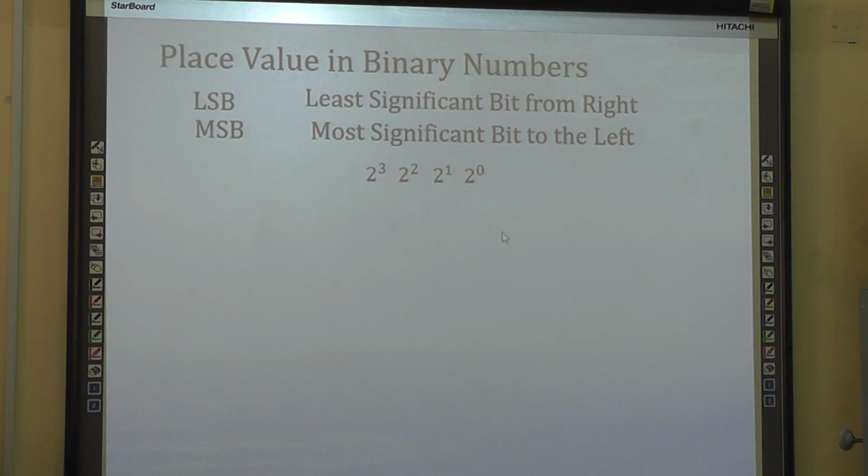For example, with the binary number 1, 0, 1, 0, there are 4 bits here. As I have said, the LSB can be found on the right side here. This is the least, meaning the value is lesser, while the most significant bit can be found on the left side of the number.